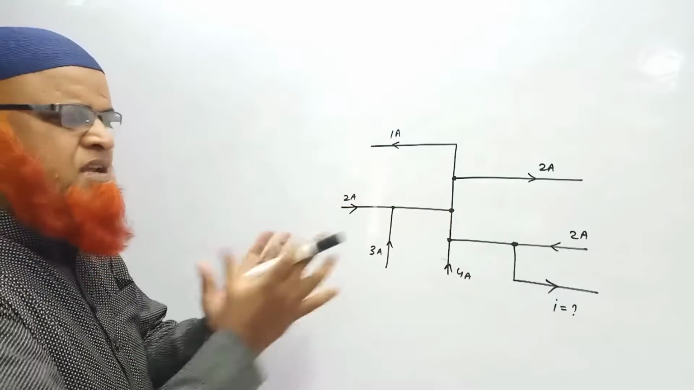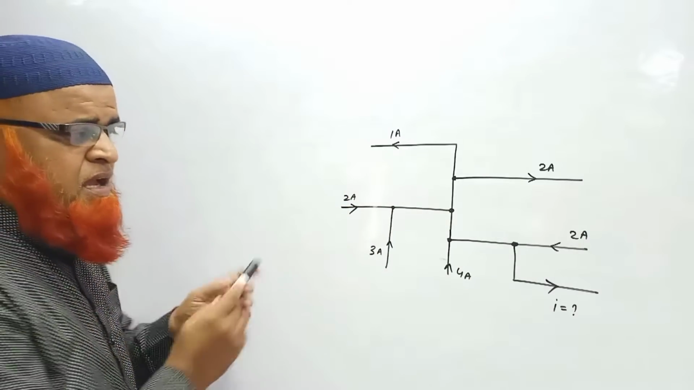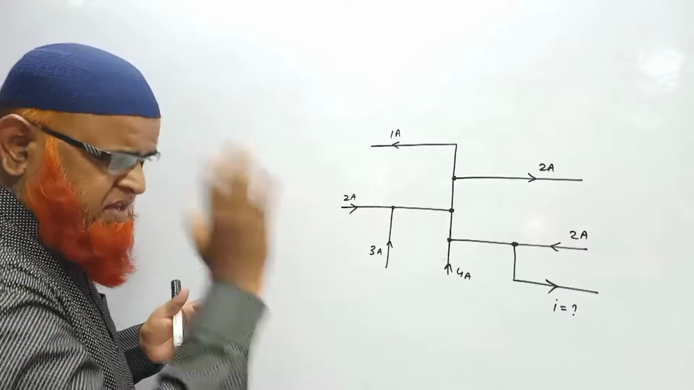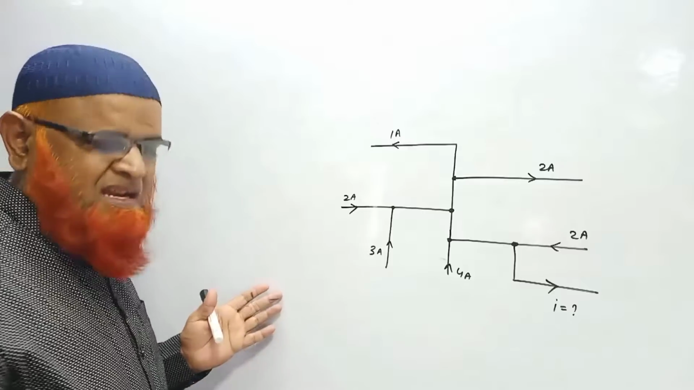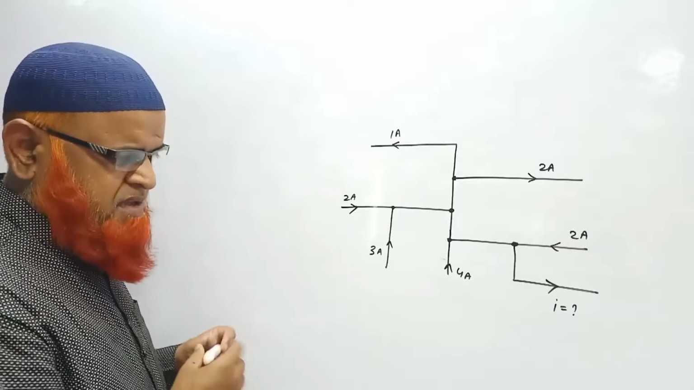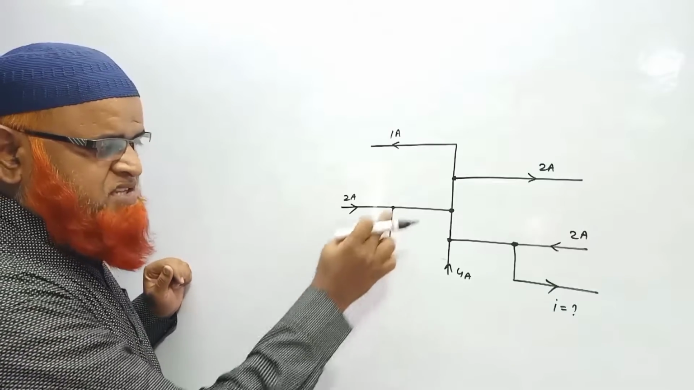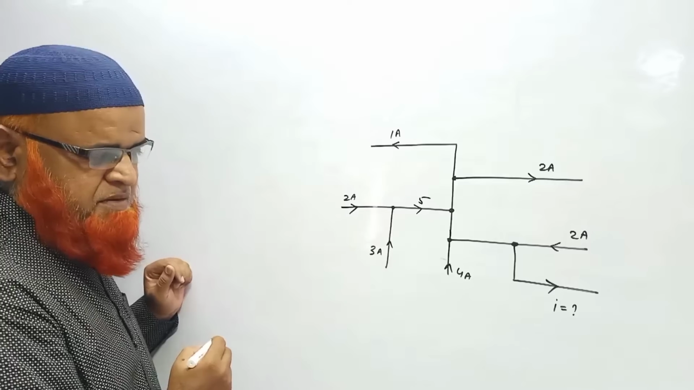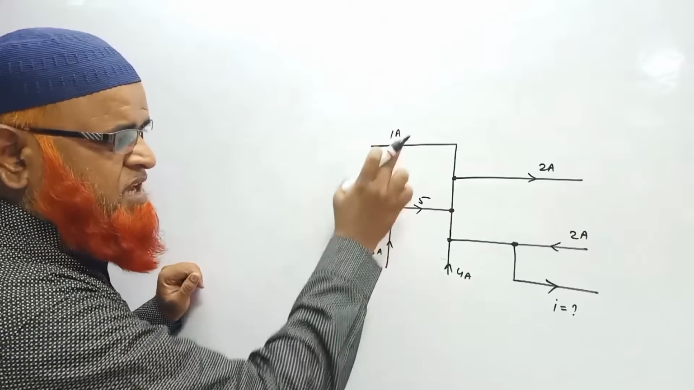This is a multiple circuit. Multiple junctions are there. 1, 2, 3, 4, 5. Nearly 5 junctions are there. It's a very confusing circuit, but it appears to be very confusing, yet it is very easy. How? See, 2 plus 3 combined together, it is going to form 5, isn't it? 5.